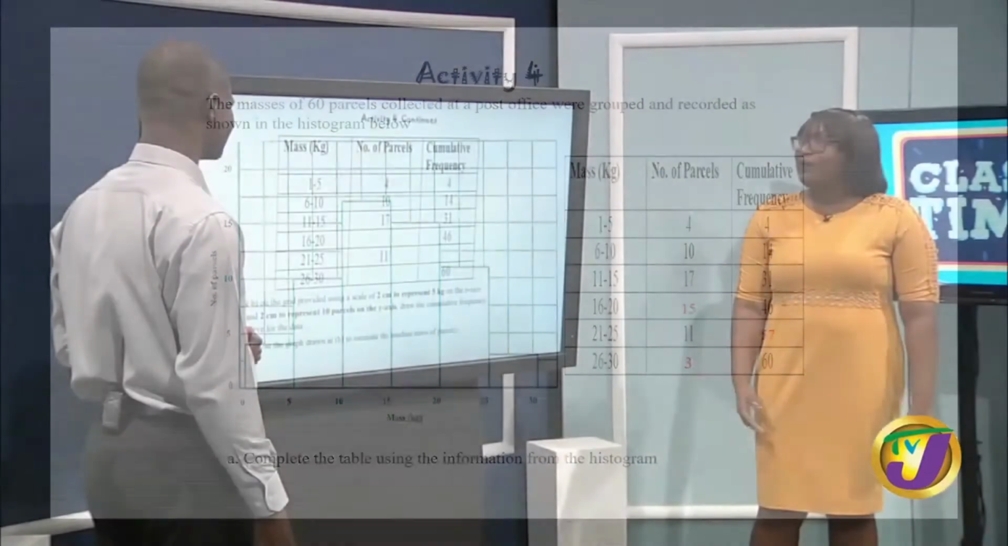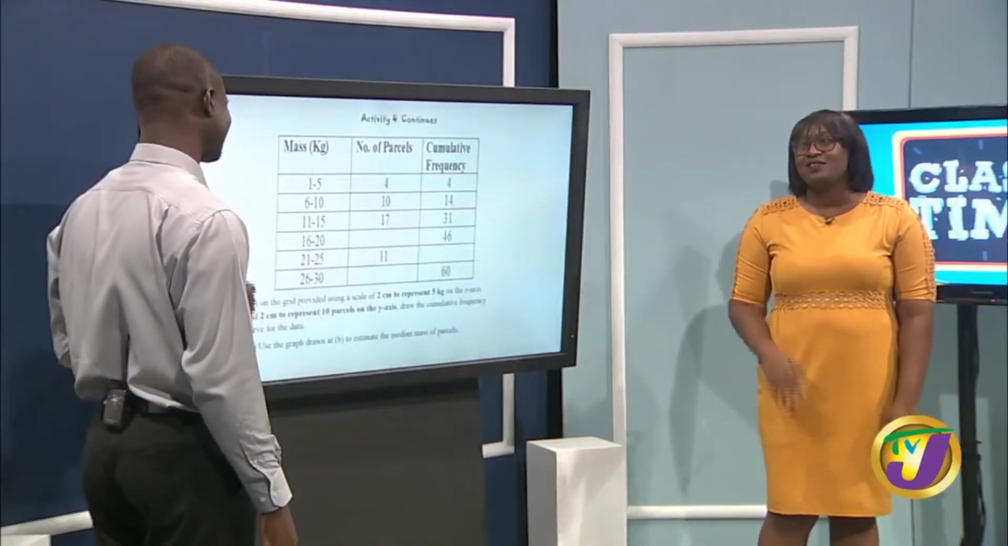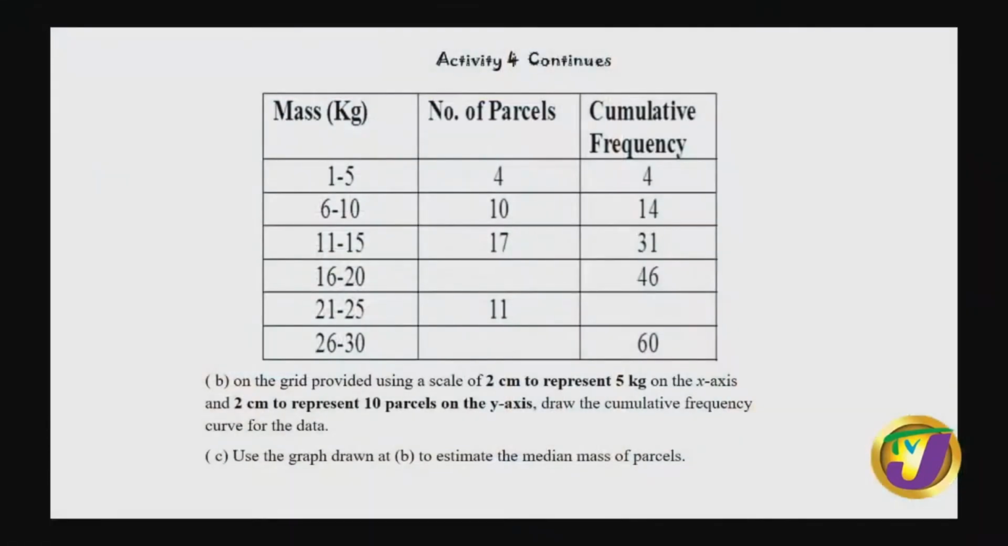So the question continues. I thought the question finished, Mr. Price. Not finished. Part B says, on the grid provided, using a scale of 2 centimeters to represent 5 kilograms on the x-axis and 2 centimeters to represent 10 parcels on the y-axis, draw the cumulative frequency curve for the data. Don't worry, we're going to skip to the graph. We're also going to use this graph from B to estimate the median mass of parcels.